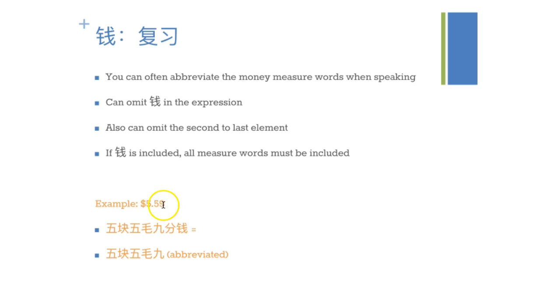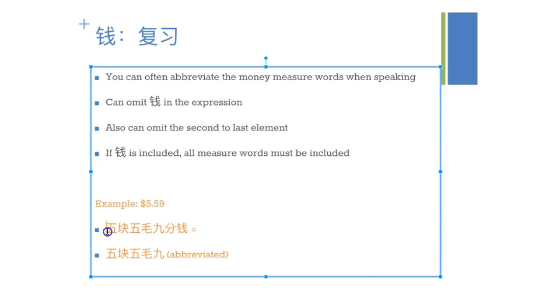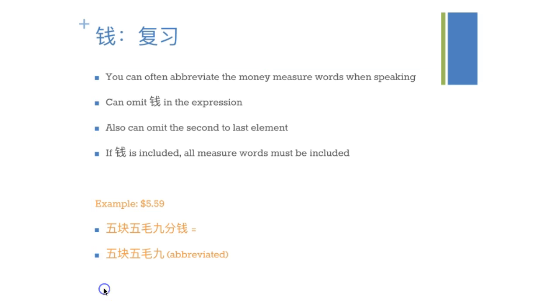For example, if I say 5.59, ordinarily I would say, without abbreviation, 5块5毛9分钱, meaning $5, 50 cents, and 9 cents, right? So literally, it's just added up. You go $5 plus 5 dimes plus 9 cents, which is 5.59 amount of money. If I want to abbreviate this, because Chinese people love abbreviations, it's faster to say. You can just say 5块5毛9.